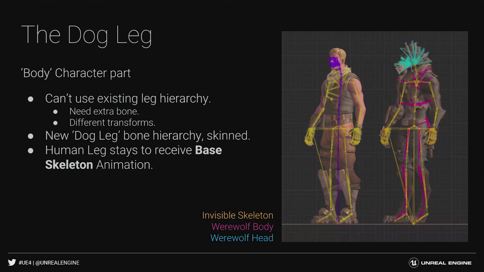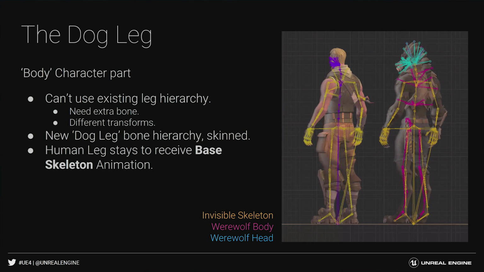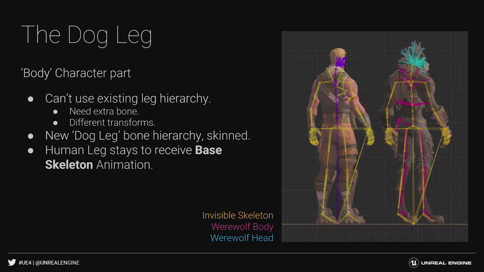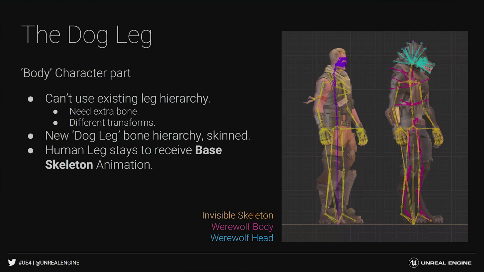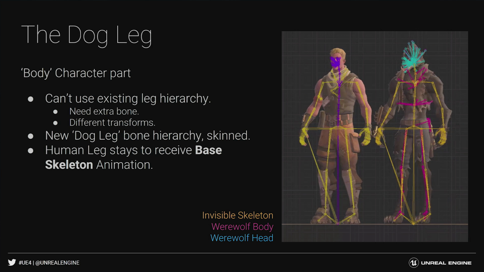So what we did here is we added another set of legs. We have these new legs in pink, the dog legs, where the geometry is skinned to these legs. The human legs, we retain them, and that's how we get the animation transferred from the base skeleton onto this character part.